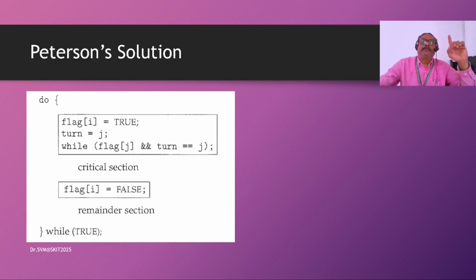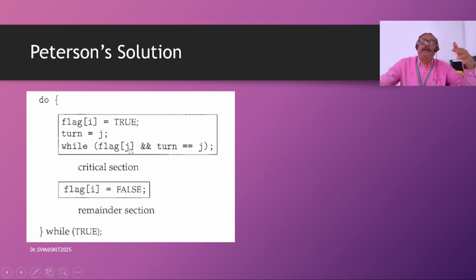Flag J is high means J wanted to enter the critical section, and here our process I wanted to enter the critical section, therefore it raised its flag. Flag I is true, but it set turn equal to J, therefore now the value of the turn is J.